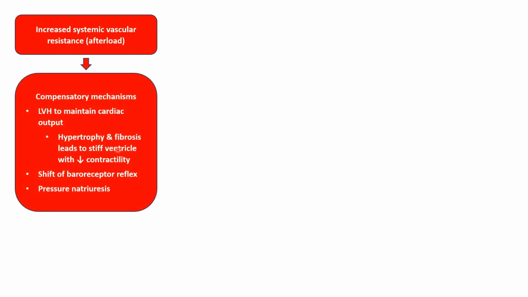So we have an increased systemic vascular resistance, or afterload. We have certain compensatory mechanisms to the increased systemic vascular resistance. So the heart is going to have left ventricular hypertrophy to try and maintain its cardiac output, but hypertrophy leads to fibrosis and stiffening of the ventricle, which ultimately results in reduced contractility. Patients' baroreceptor reflexes also become less sensitive to changes in blood pressure, which isn't good. And then the kidneys have this mechanism called pressure natriuresis to basically try and get rid of fluid to lower the blood pressure, but this is also not quite effective.